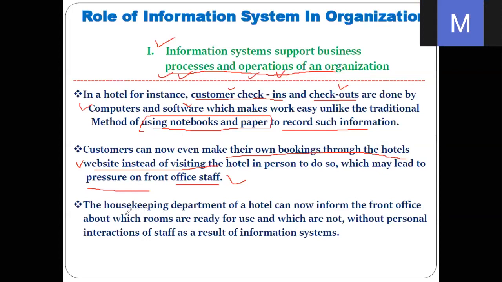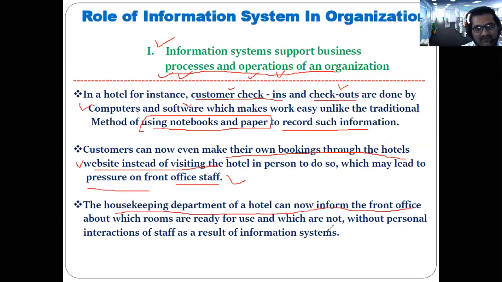Now, it is not the case that every hotel has an information system to do all these kinds of tasks. But if you see 3-star hotels and 5-star hotels, they all have such information systems. Such an information system can also help the hotel business in the housekeeping department. What do you mean by the housekeeping department in the hotel? What is meant by the housekeeping department?